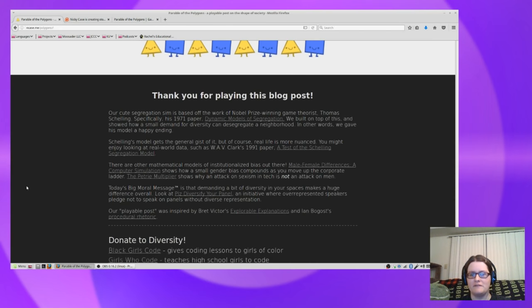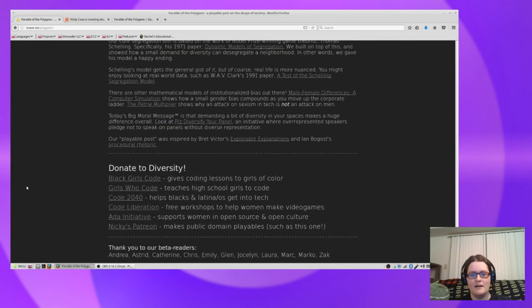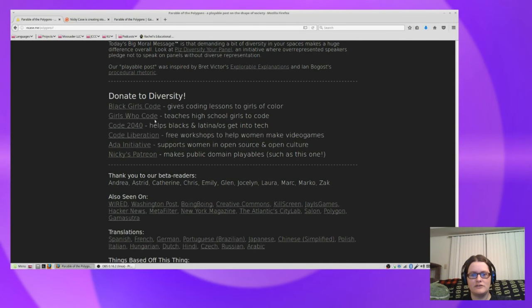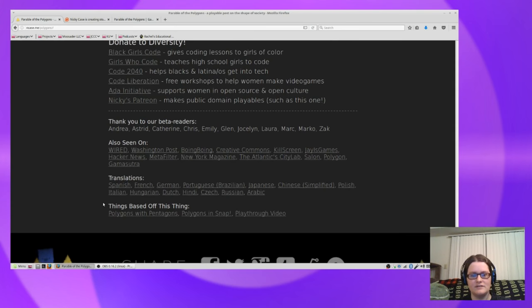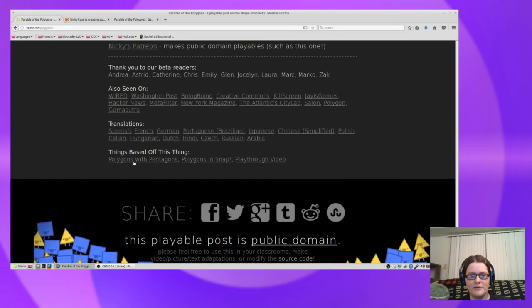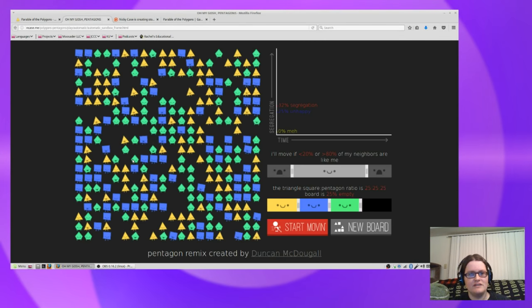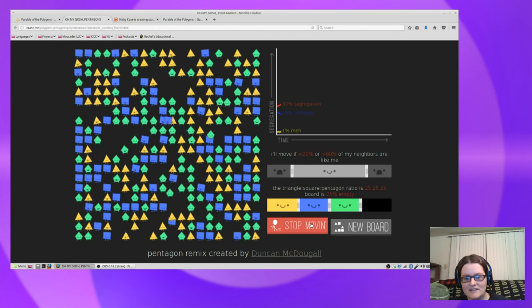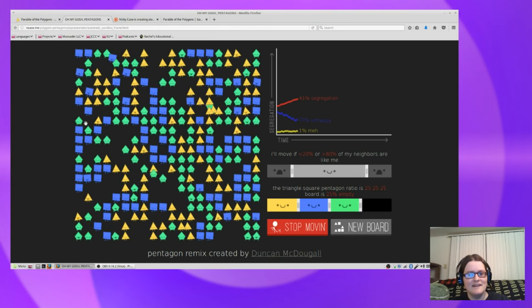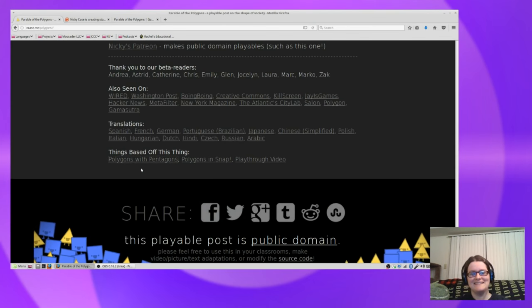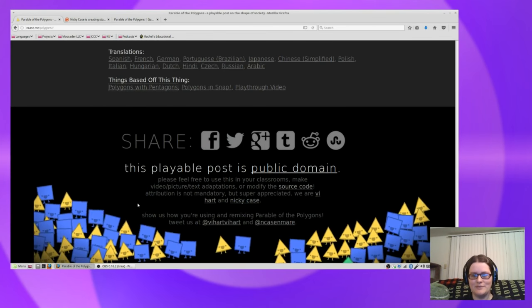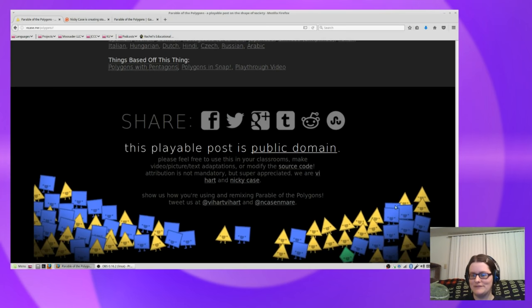And then there's some more information if you're interested. If you can donate, it's good to donate to these groups. Or you could donate time or money to help teach others to code. And then let's also look. There's also translations, so if you wanted to show this off in Hindi, for example, you could do that. And then there are also some others that are based off this. I haven't looked at these. I guess you can modify it and see what happens when you have pentagons also. So yeah, and this playable post is public domain, so you can use it for whatever.